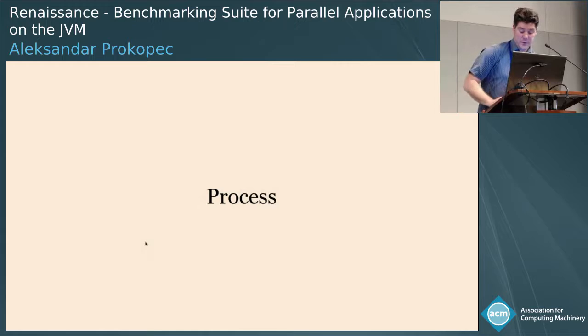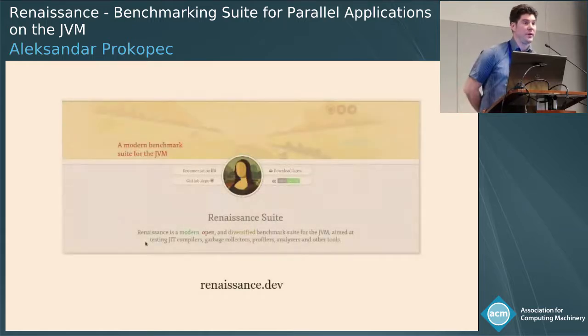So then we actually open sourced Renaissance. So we made a website, documentation, we have all the code at GitHub, and we have an open source process. We're trying to get feedback from people. In particular, we're trying to get new benchmark proposals, or we want people to indicate if we maybe should somehow improve in any way the benchmark suite.